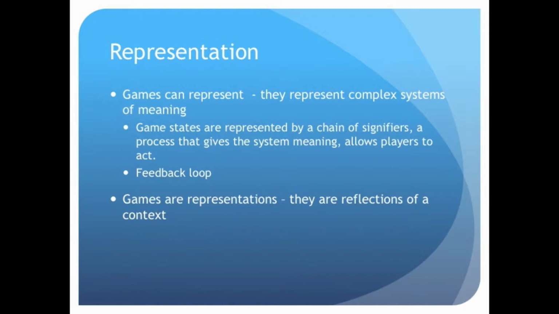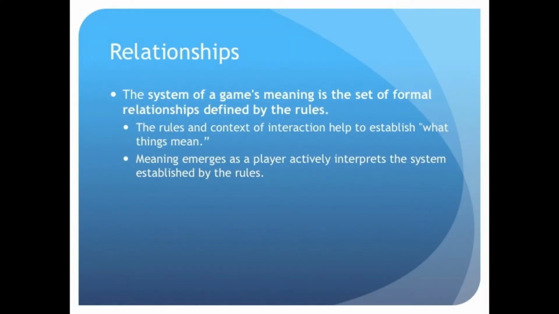This creates what we've deemed feedback loops, where we do something in the game, we create a narrative arc in Arabian Nights, we act with our character, that character has feedback, they gain a skill in some way, and that gives us reason to act again in the game. Feedback loops tell us what we're doing, how we're progressing, and what we might do in the future. Games are also a representation. They reflect context themselves, so games can be a metaphor in this sense. To put that context and meaning-making process into perspective, we also need to think about the relationships between the rules and the meaning sets. The system of a game's meaning is the set of formal relationships defined by the rules.